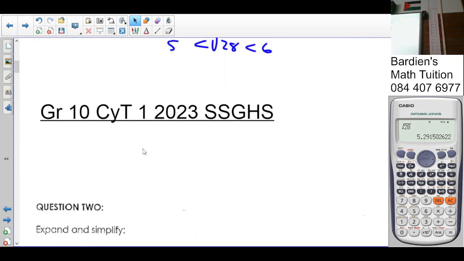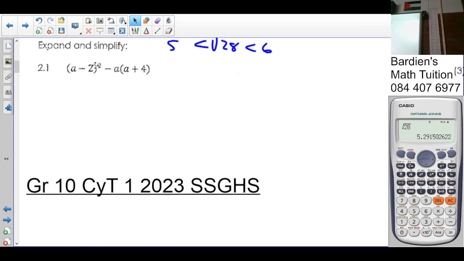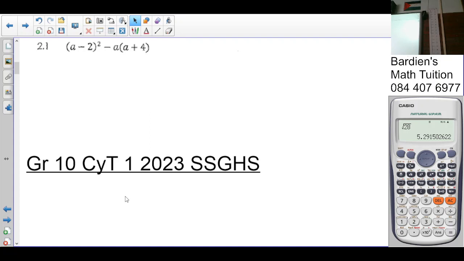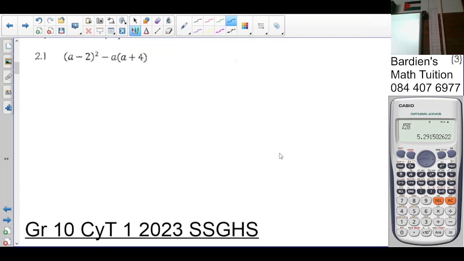Okay. Let's look at the next question. The question says expand and simplify. If it's instructed to expand and simplify, your final answer should contain no brackets. We know that's a binomial square there. So we square the first term, which gives us a squared, the middle term is a times -2 times 2, which is -4a, and -2 all squared is going to be +4.